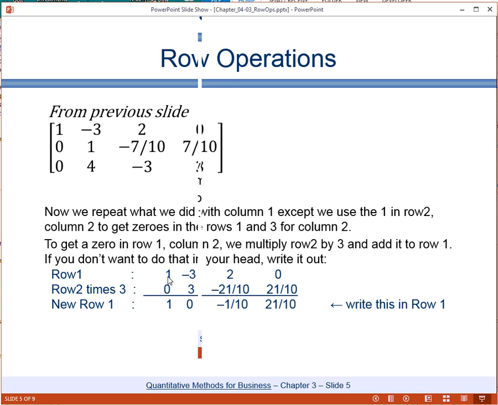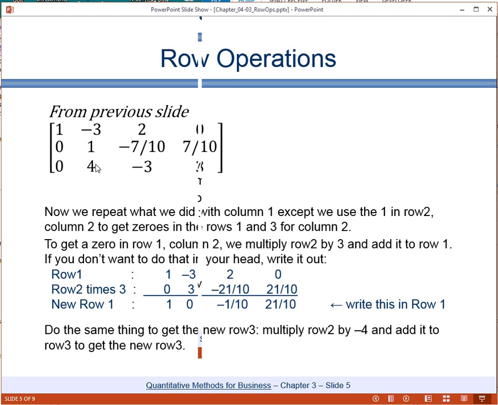You just add them up. 1 minus 3 and 3 is 0. 2 is 20 tenths minus 21 tenths, which leaves you with minus 1 tenth. And then 0 plus 21 tenths is 21 tenths. So write that down in row 1.